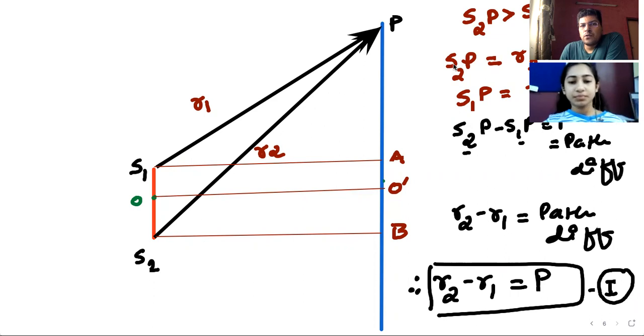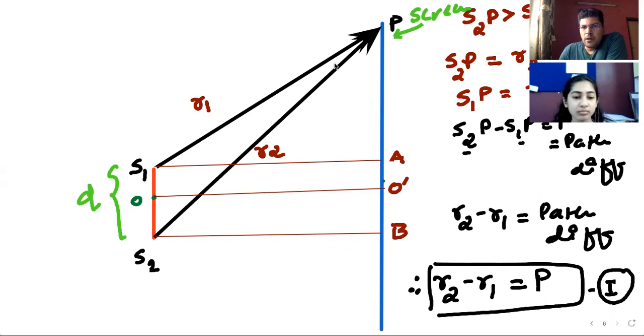So for that we need some basic data. I should know the distance between S1 and S2, the distance between the slits, and the distance from the slits to our screen. I haven't given you anything yet, so let me start giving it. Okay, so this entire blue color is my screen.